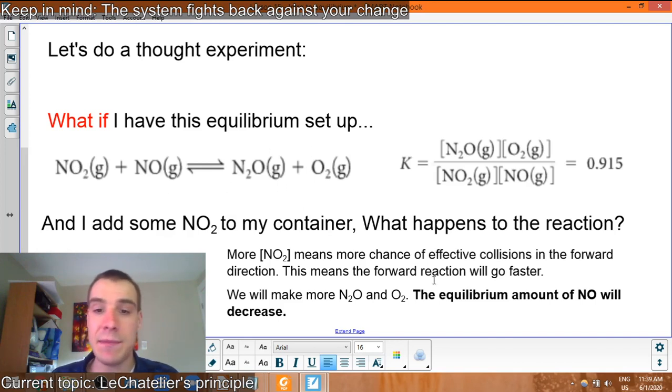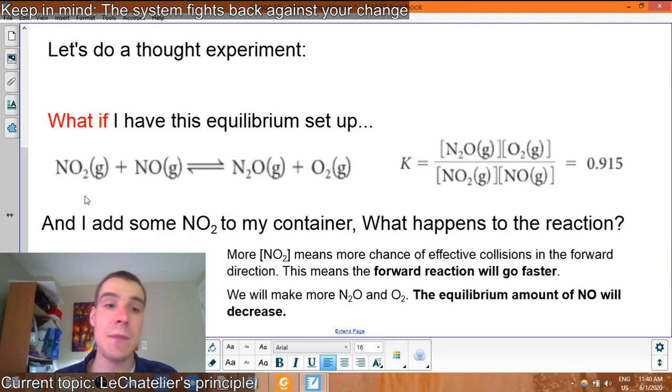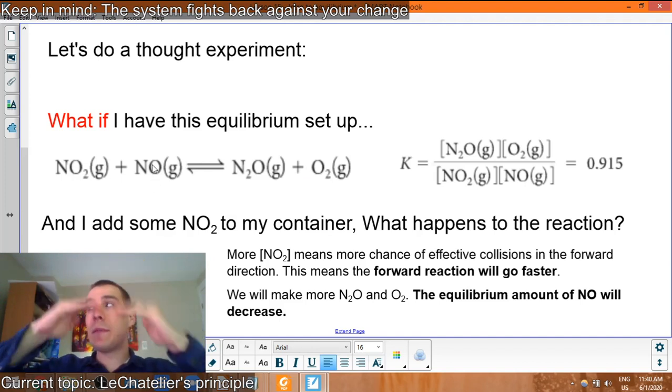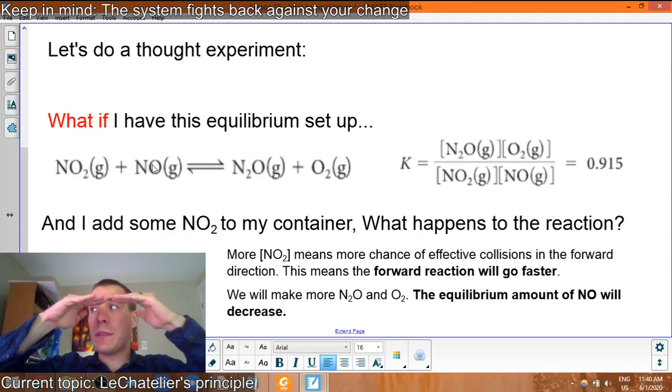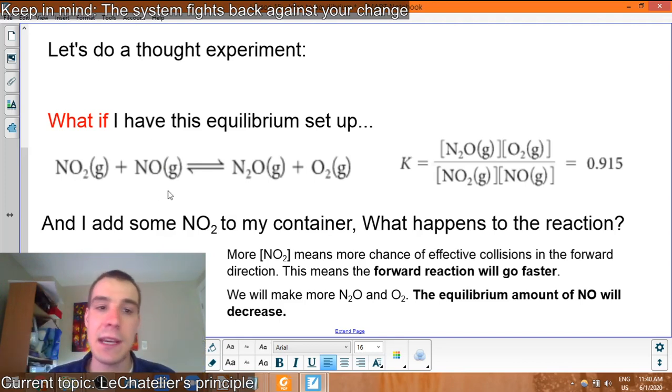The reason for that is because the forward rate will go faster, because I have a higher chance of collision here. The reverse rate will catch up very quickly, because as this increases, the reverse rate is going to increase in speed and the forward rate is going to decrease in speed. So you'll get a new equilibrium. It was like this, then I did this, and now it's going to find a new equilibrium a little bit higher. But in order to do that, I increased this higher, this comes down a little bit, and coming down reduces the amount of NO in my reaction.